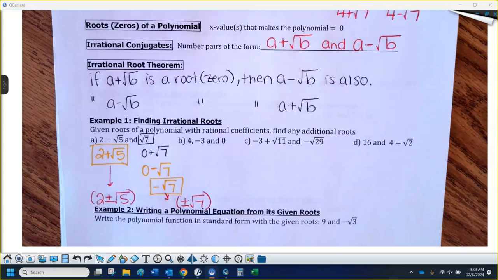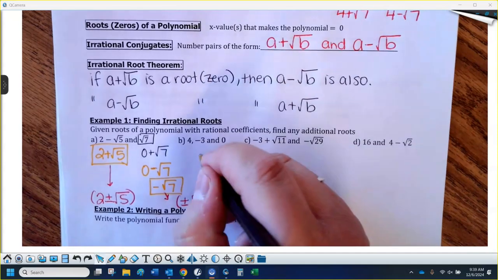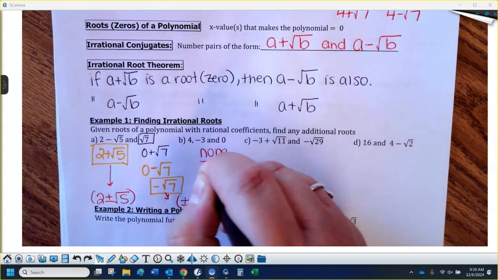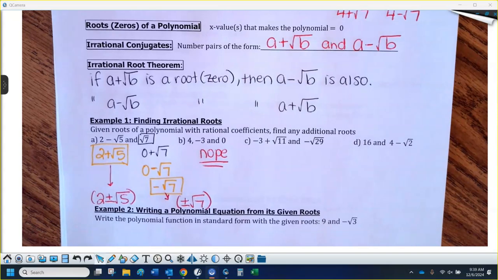No. You do. If you do not see a square root or you do not see an i, don't write anything else. In this case, sometimes people get in the habit of this and they start going, oh, okay, so negative 4 and positive 3 here. Don't do that. Just because a number is a root of a polynomial does not mean its opposite is. Those are two totally different things. Conjugates and opposites are totally different things. So nothing, I get no additional roots there.